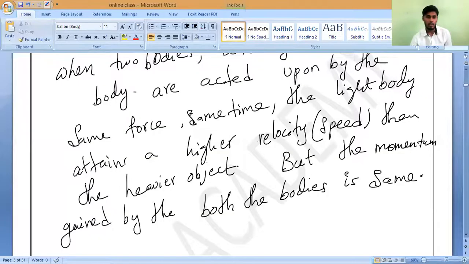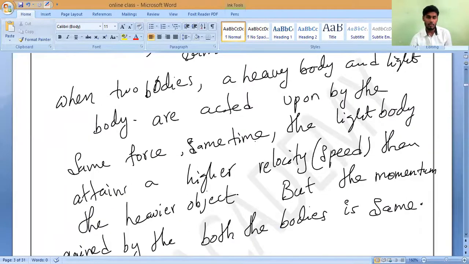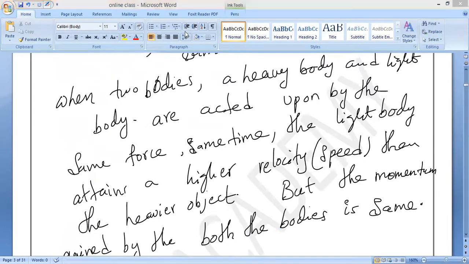It's the same. All of you note it down. So those who want, you can note it down. Is it clear? Yes, sir.